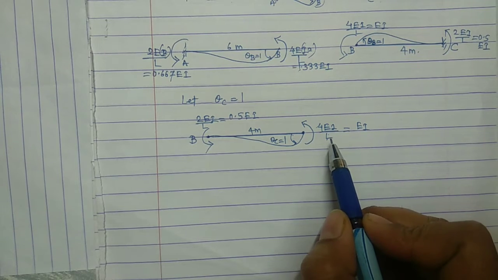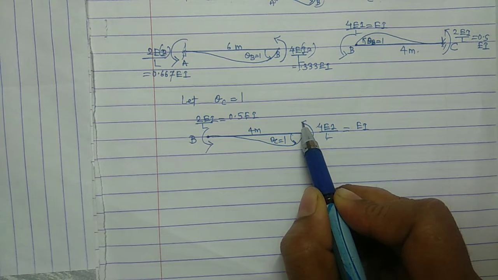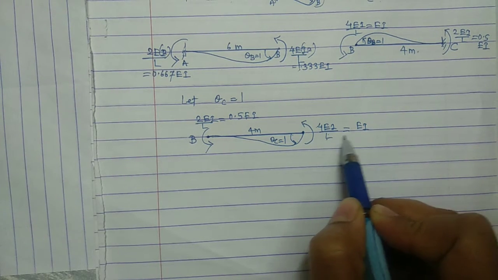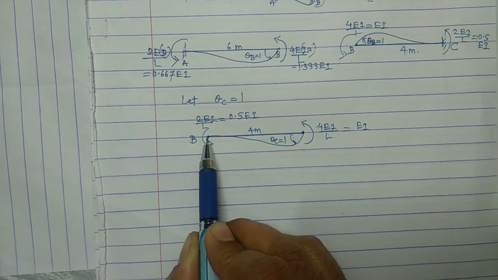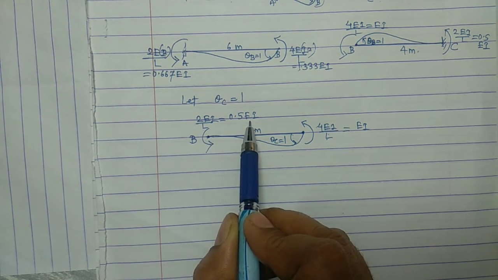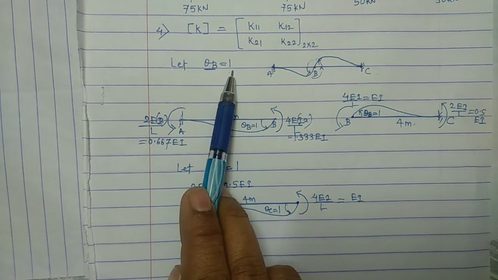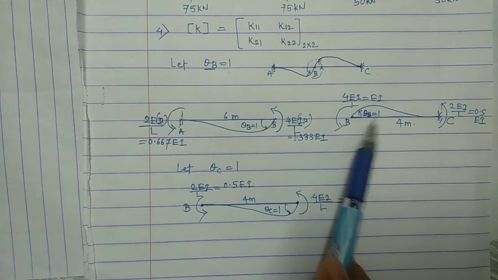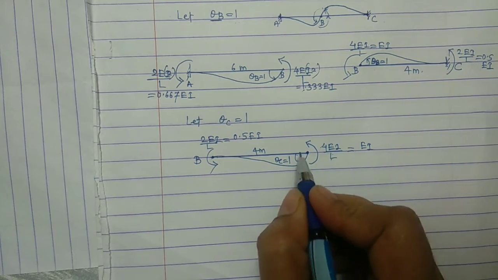And rotational stiffnesses are, rotation is given at theta C, so this rotational stiffness is 4 EI upon L. L is 4 meter, so 4 upon 4, that is 1 EI, and far end rotational stiffness is 2 EI upon L. So 2 upon 4, 0.5 EI. Okay, so here these two figures are completed. When theta B equal to 1, that time both members are rotated, and when theta C equal to 1, only one member is affected. Okay, so next thing we have to write this stiffness matrix K, 4 elements.